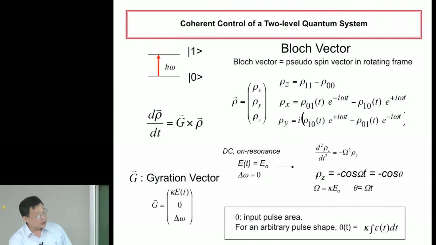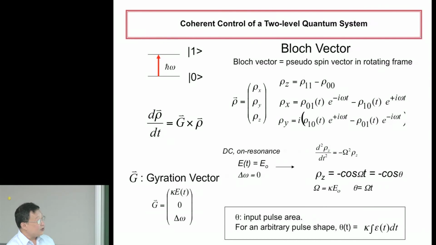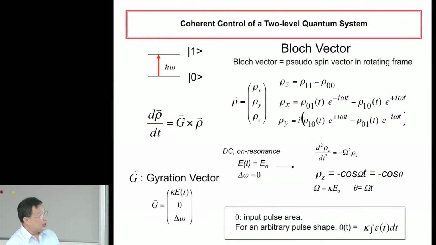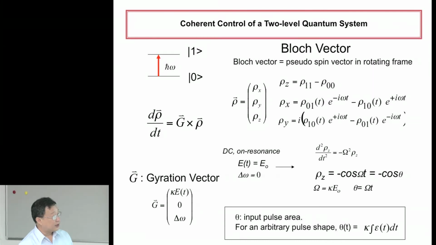It has minus cosine theta. And the probability is really Z squared, okay? So you will see this. And the angle, it turns out, is equal to omega t if you have a steady, constant electric field. Then this omega is what we usually call the Rabi frequency. It's just the dipole moment times the field strength. And then this angle is just omega t.